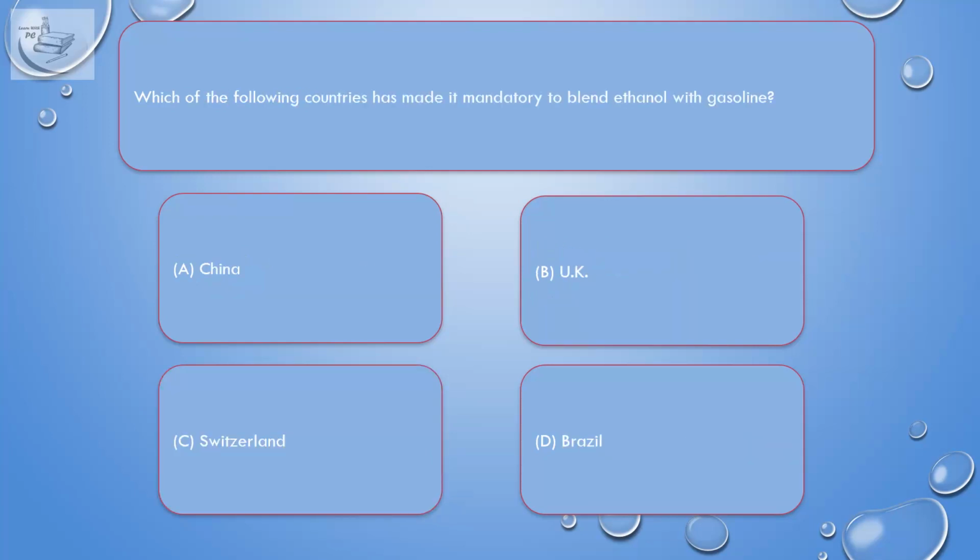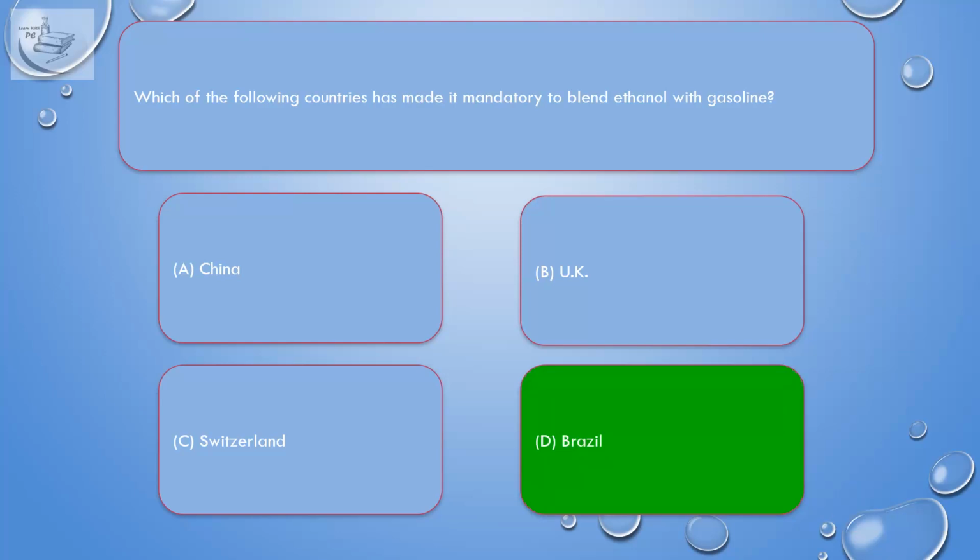Question: which of the following countries has made it mandatory to blend ethanol with gasoline? A. China. B. UK. C. Switzerland. D. Brazil. Correct answer is D. Brazil.